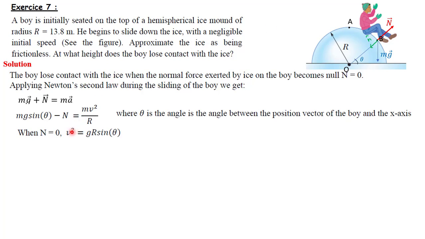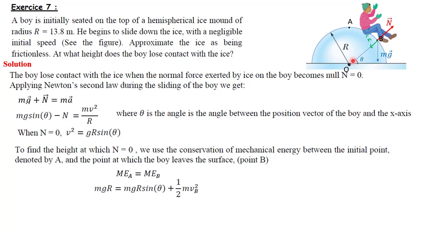But what is VB? Or can we find a relationship between VB and the height at B? So let's use the conservation of the mechanical energy between A and B. Since we don't have any friction, so here they said that the ice is frictionless, so we can use the conservation of the mechanical energy between A and B to find the relationship between VB and HB, where HB is equal to R sine theta.